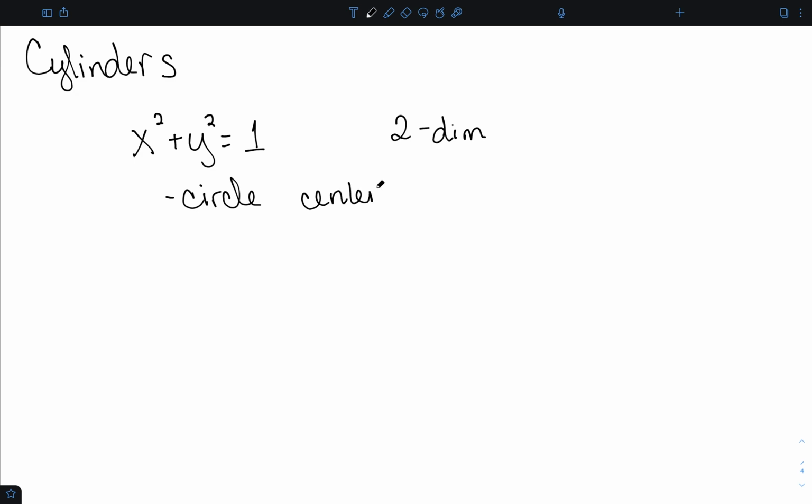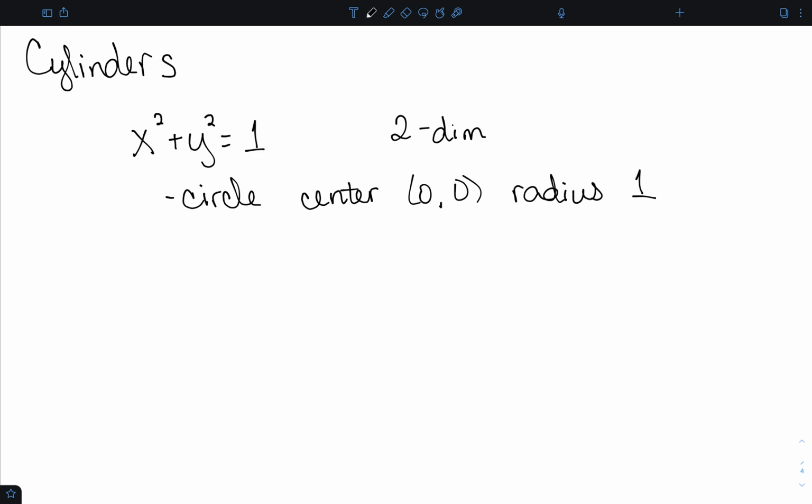I now want to look at cylinders and what these really mean mathematically. To start, let's consider the equation x squared plus y squared equal to 1 in 2 dimensions. Well, this is going to be a circle. Its center is the origin, and its radius is 1.